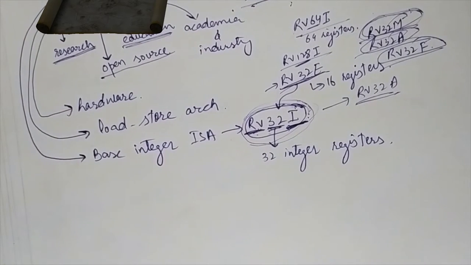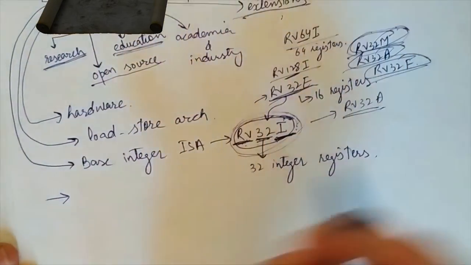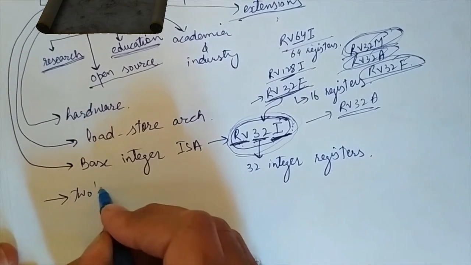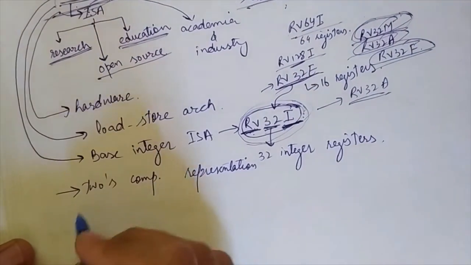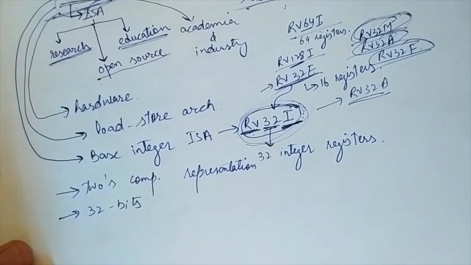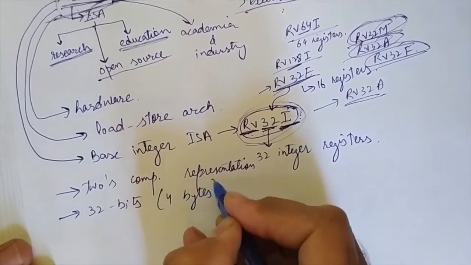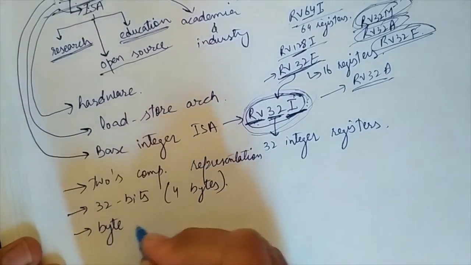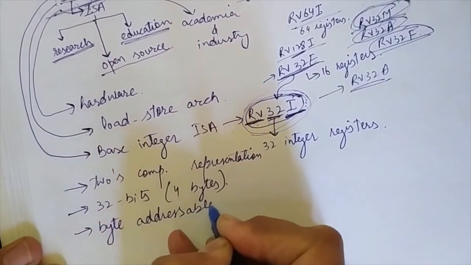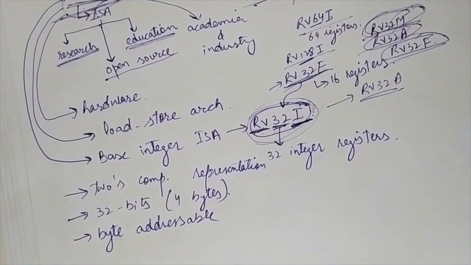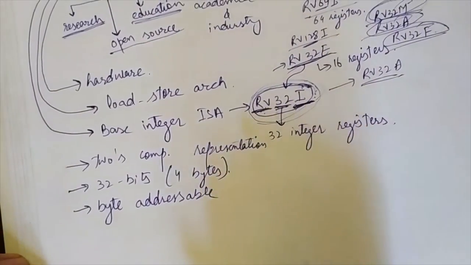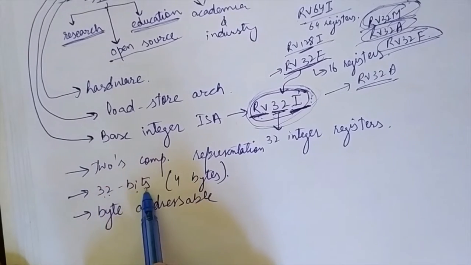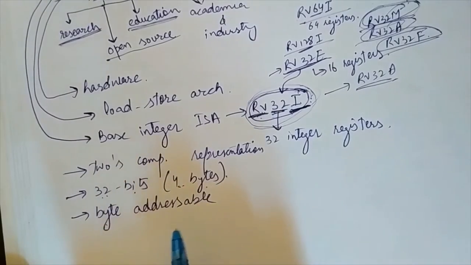And I want to clarify here that this RV32I, or other RISC-V architectures, use 2's complement representation. Moreover, each instruction is of 32 bits, or we can say 4 bytes. The memory is byte addressable. What is the meaning of byte addressable? Byte addressable means that every byte has an address. And when we say each instruction is of 32 bits, that means it occupies 4 bytes and memory is byte addressable.